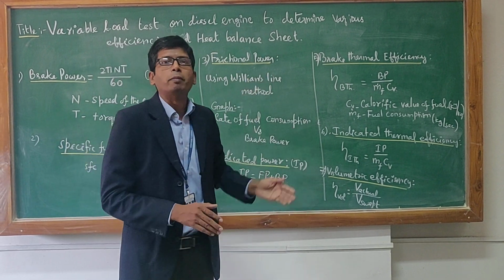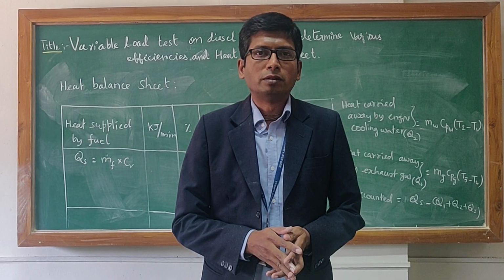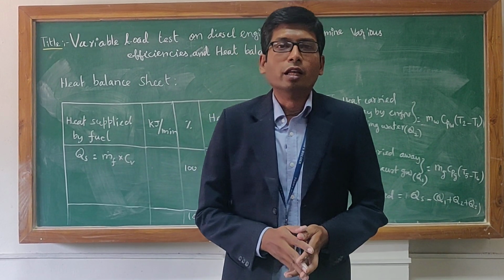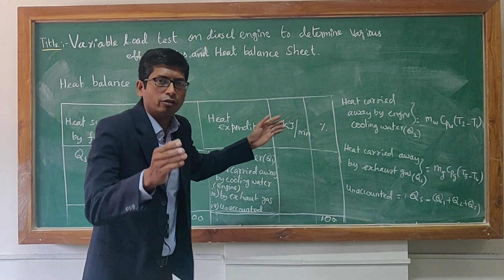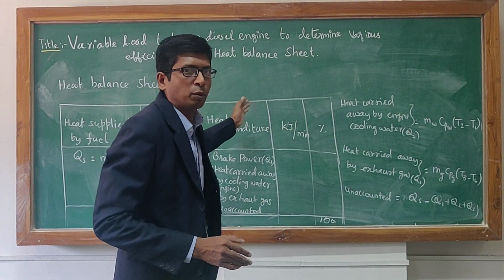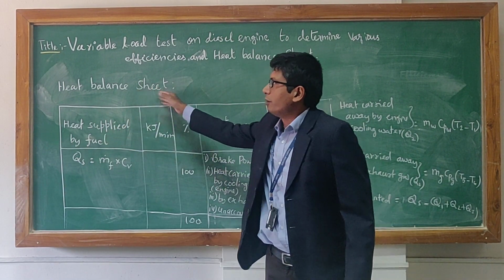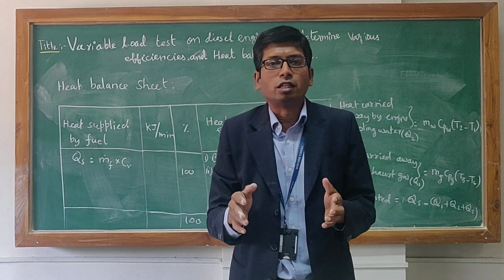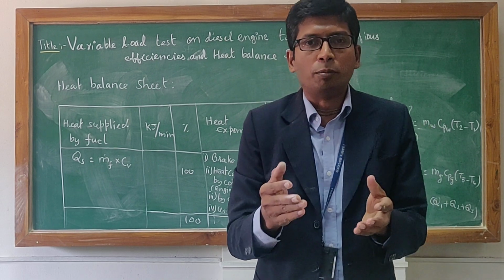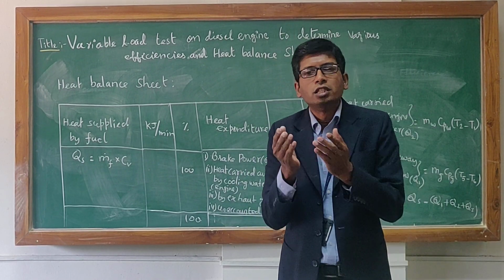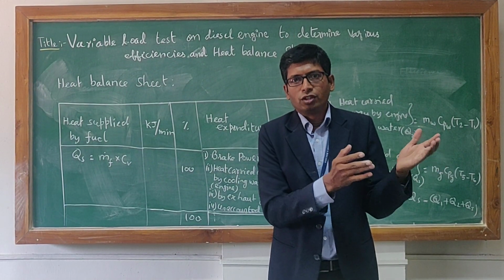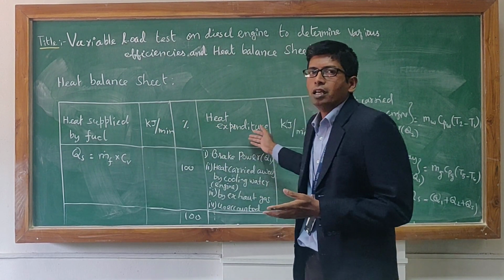Now we are going to see the heat balance sheet, the second part of the experiment given here in the table. We know what a heat balance sheet is: how much heat is given as input and how the heat is spent in different ways. That is what this table indicates.